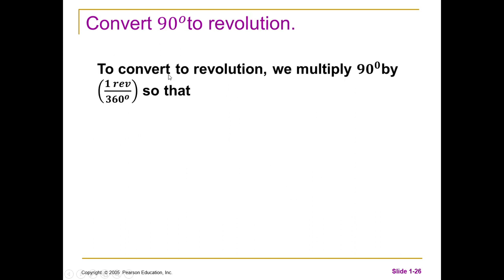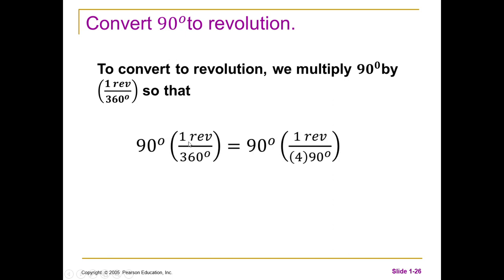And then, convert 90 degrees to revolution. 1 revolution over 360 degrees, cancel yan. Siyempre, alam natin, 4 na tayo. So, 1/4 revolution ang equivalent ng 90 degrees.